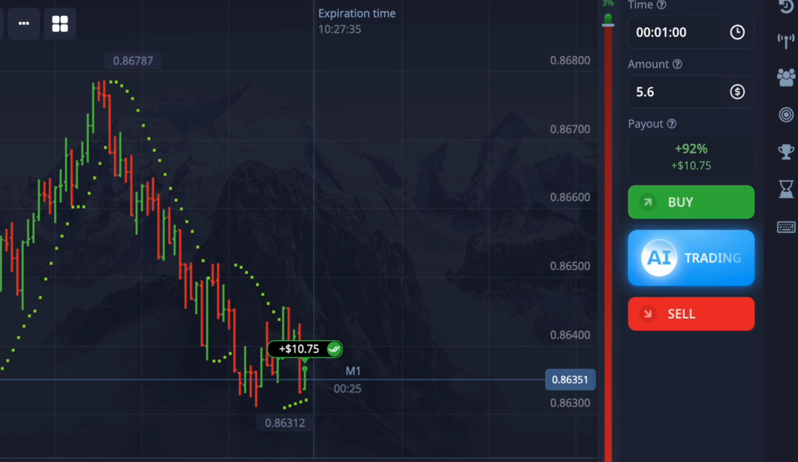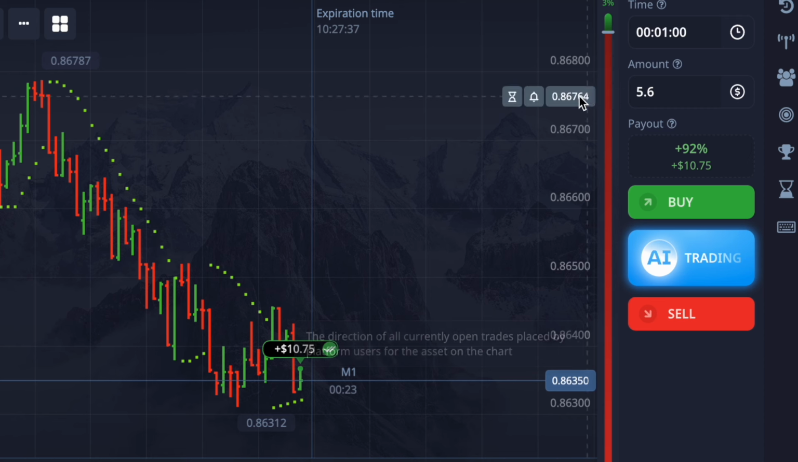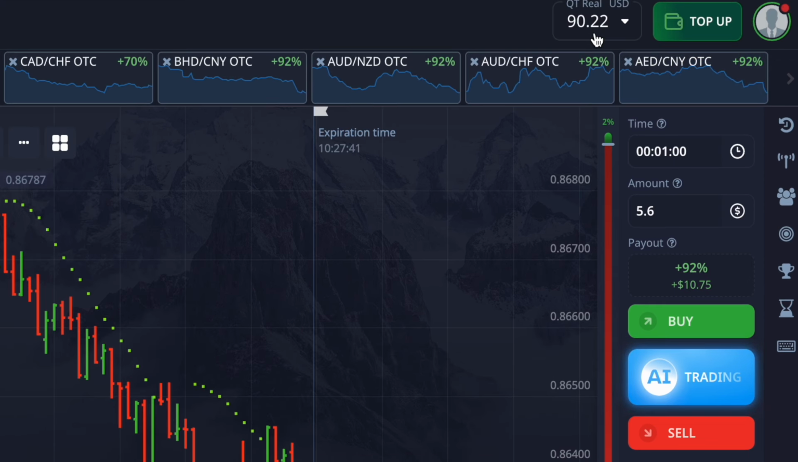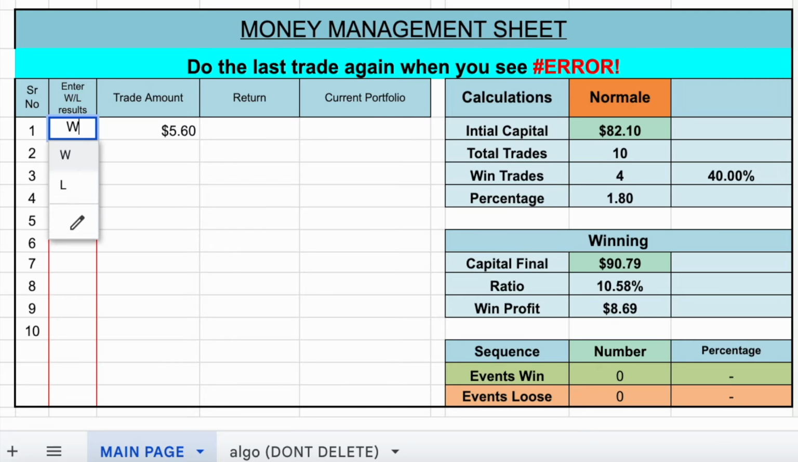I got another win there. And so what I need to do is to come up the top here. I've now got $90.22. Now, if I put that in as another win, it's going to tell me to stop trading. But I don't want to stop trading. So I'm going to put in here $90.22. And so it's now telling me to do a trade of $6.15.